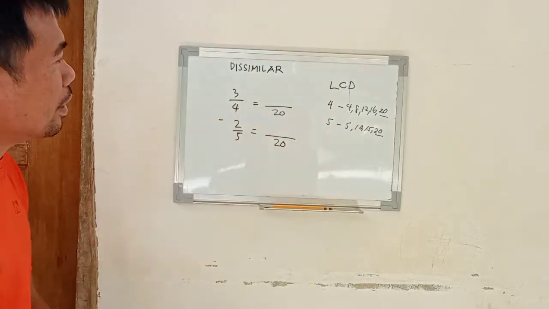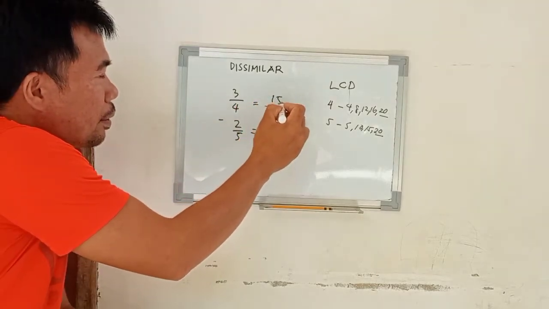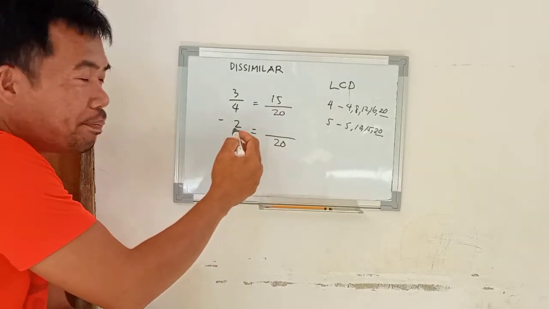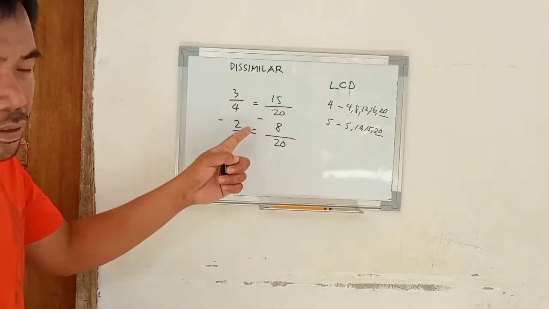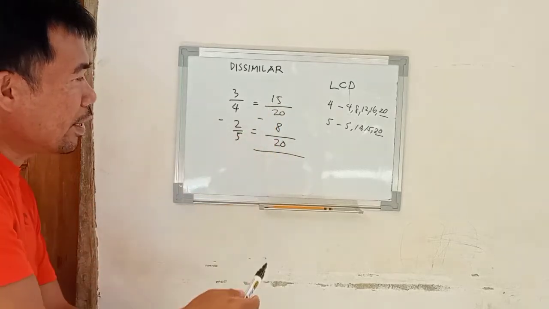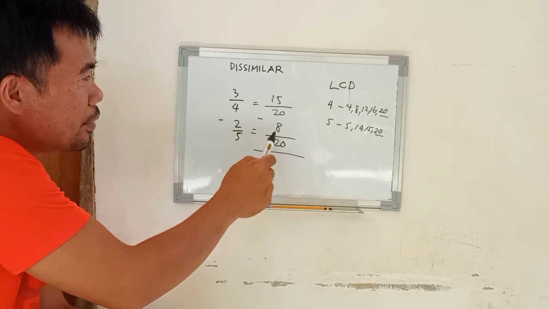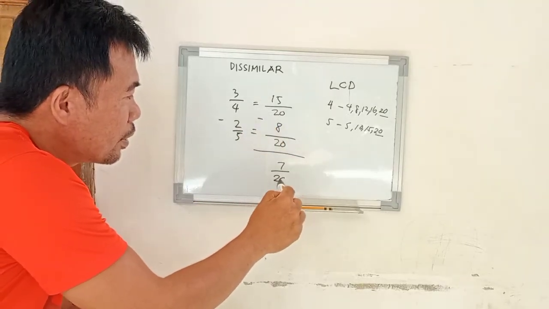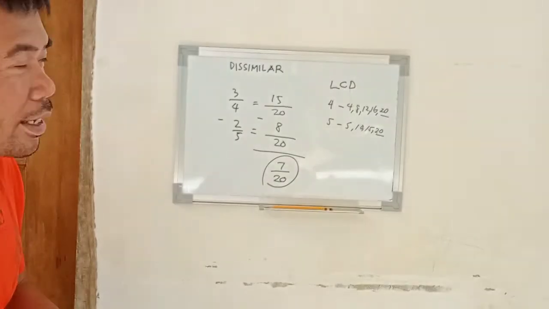So 20 divided by 4 is 5, times 3 is 15. 20 divided by 5 is 4, times 2 is 8. So now, this is a similar fraction. All we have to do now is find the difference between the two numerators. 15 minus 8 is 7, and copy the denominator, 20. So this is our final answer.